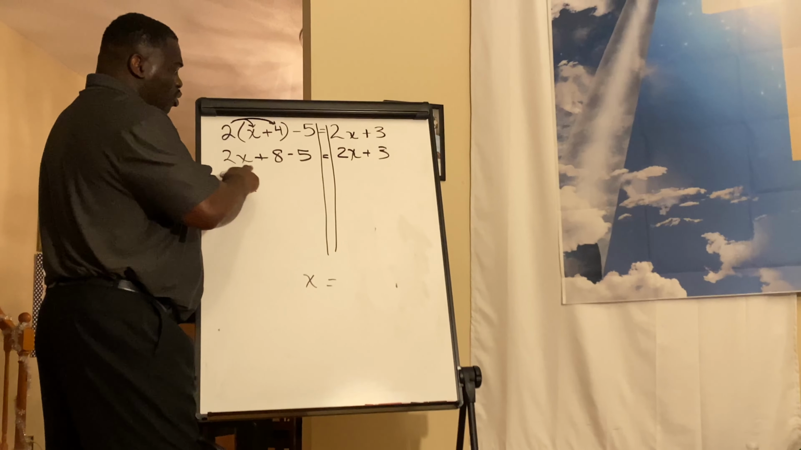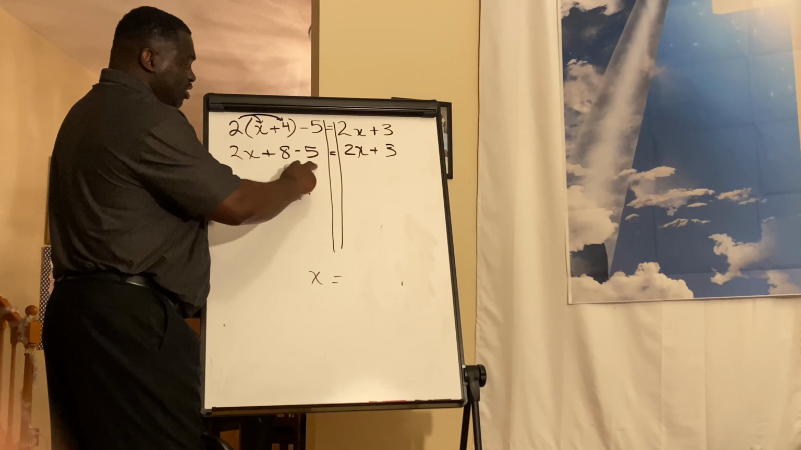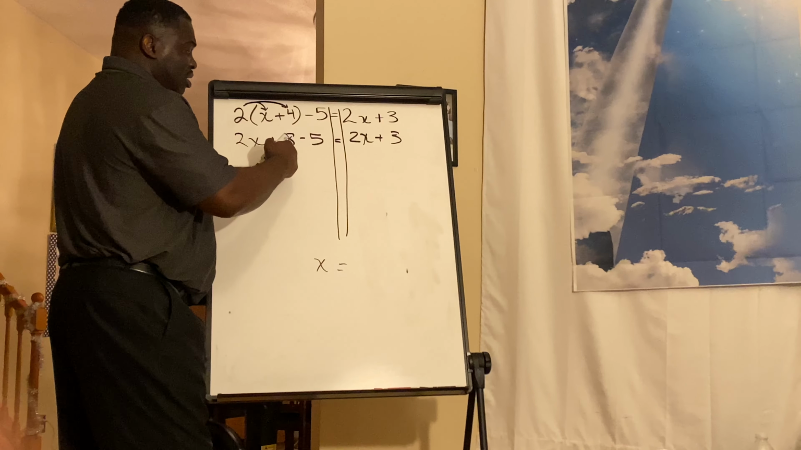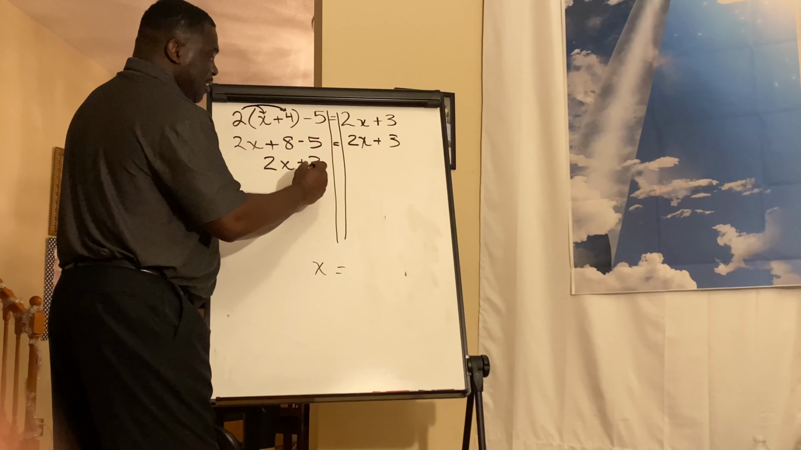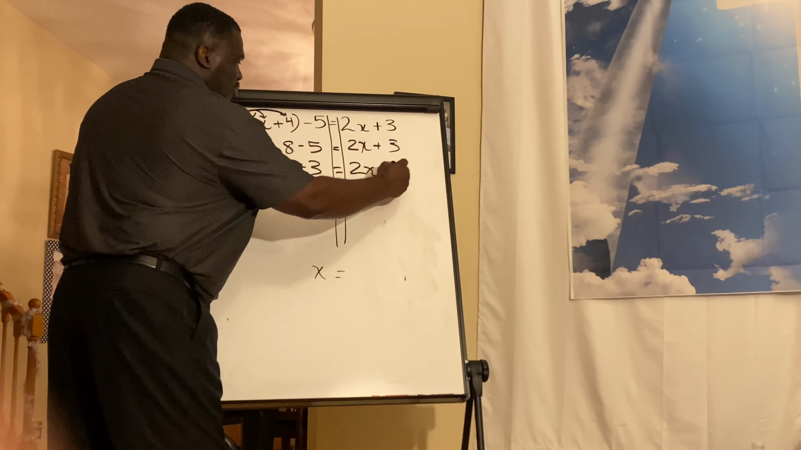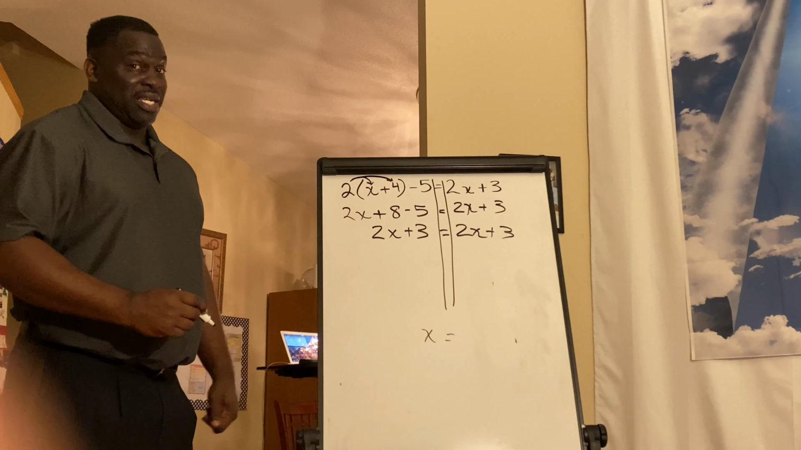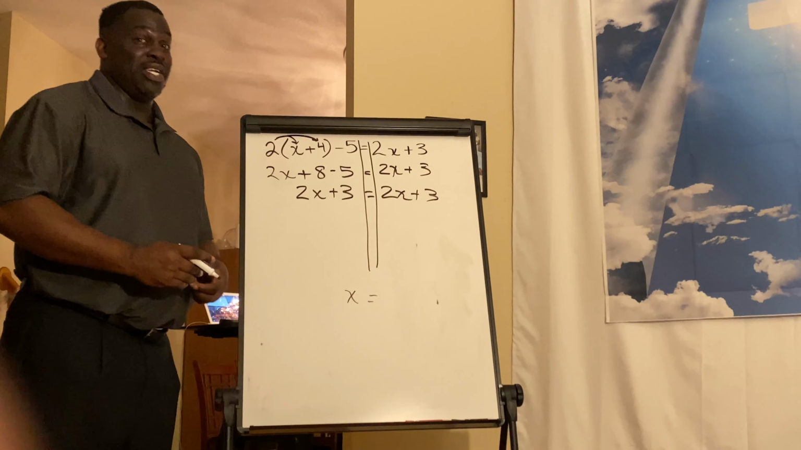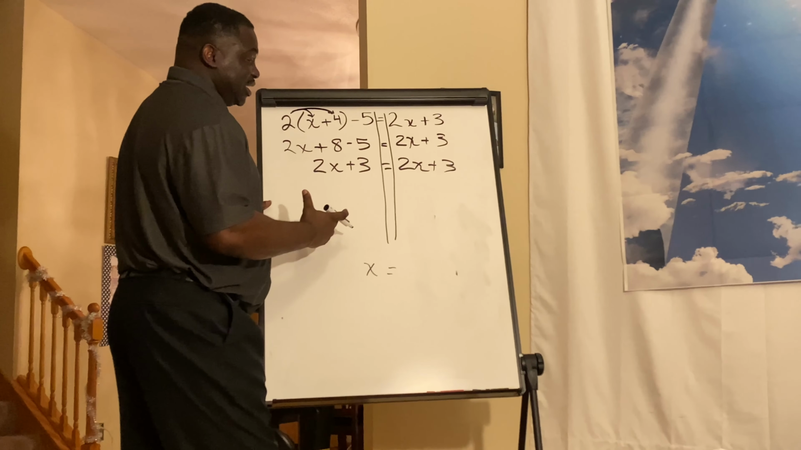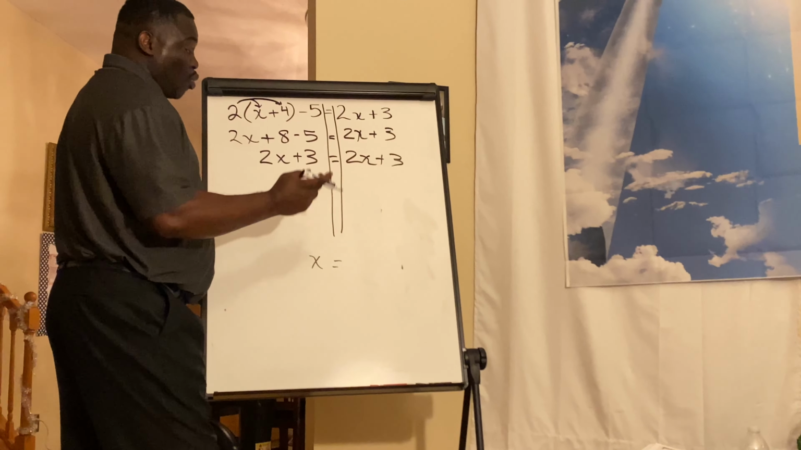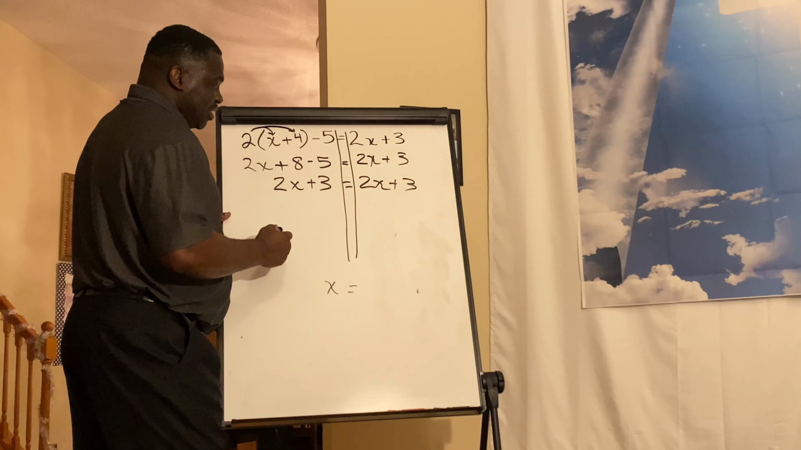So now here, we're going to simplify. The 2x is connected, so we're going to deal with these two right here. These are like terms, the 8 and the 5. 8 minus 5 is 3. So we have 2x plus 3 equals 2x plus 3. Now, if you look at it right now, they're actually the same thing. You're really saying that both sides are equal. We have a balanced equation, which means no matter what you put in here is going to work for x. But let's just keep going until we finish.